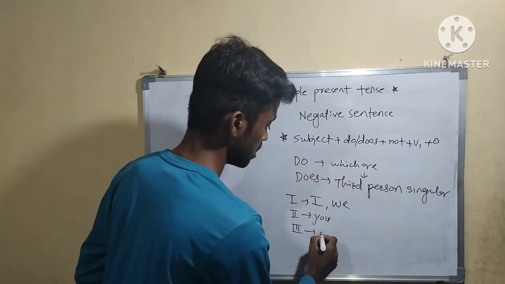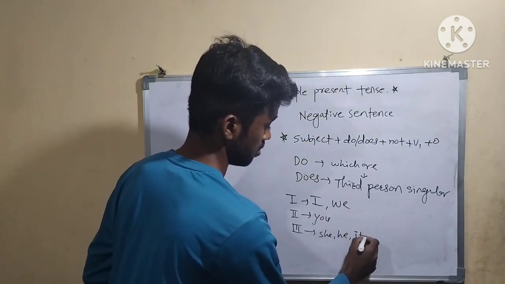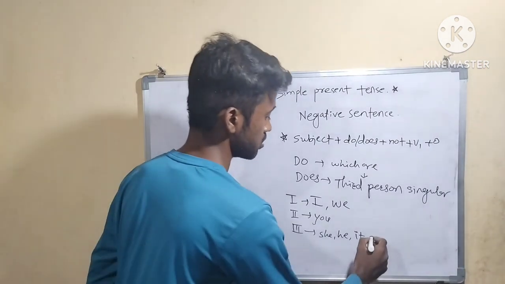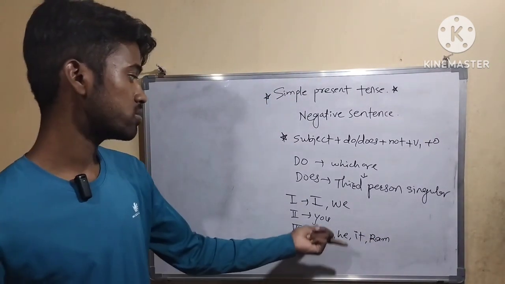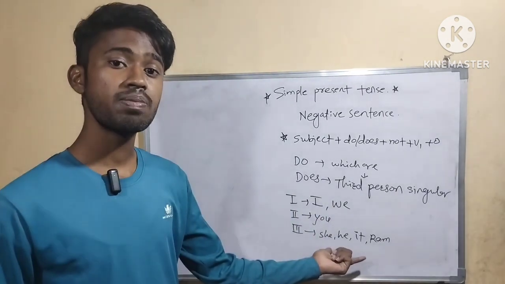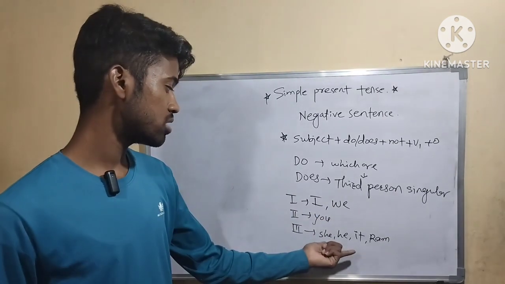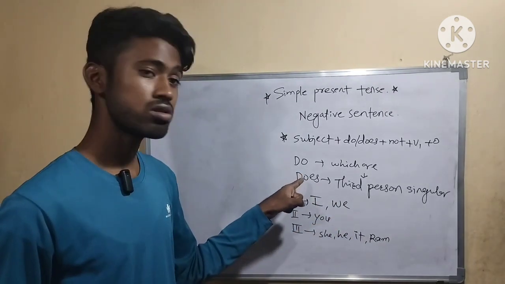So like she, he, it, and all the names like Ram, Sham, whatever names are there, all this comes in the third person singular. For these subjects we use does.